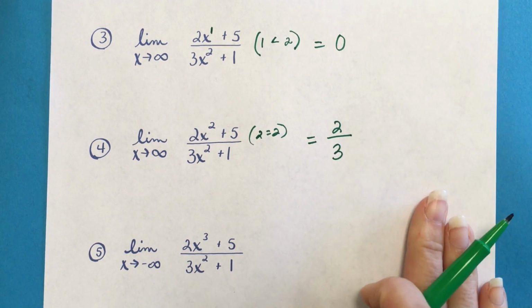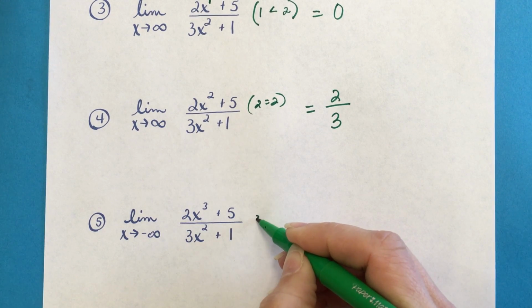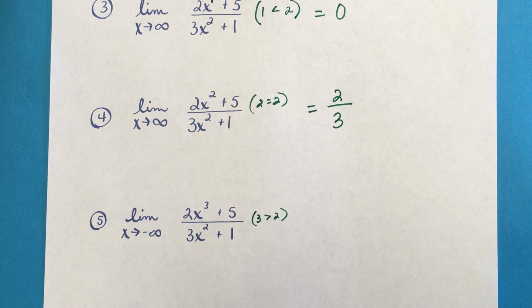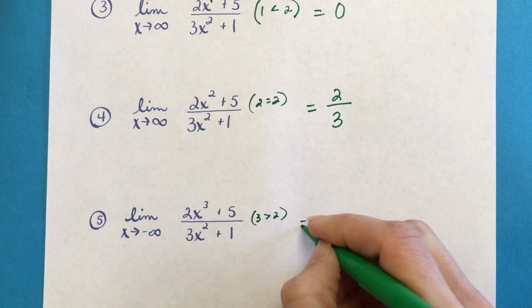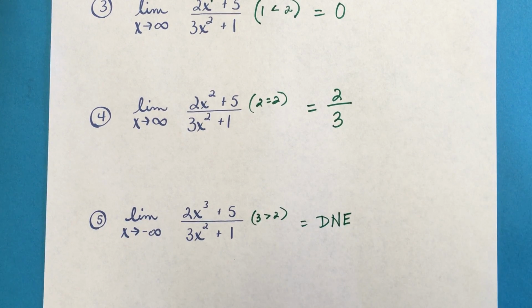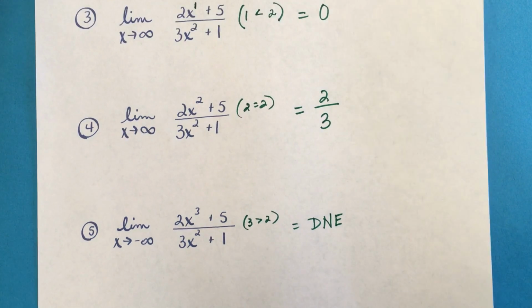Okay, last situation here. The degree of your numerator is 3. The degree of your denominator is 2. So in this case, you have a greater than situation. That's the third one, in which your limit does not exist, which would mean you would have no horizontal asymptote in that case. So when you have a rational function, that means the numerator is a polynomial and the denominator is a polynomial, then you can use these shortcut rules to help you figure out your limits.